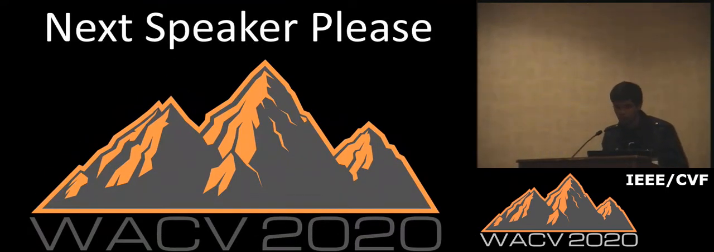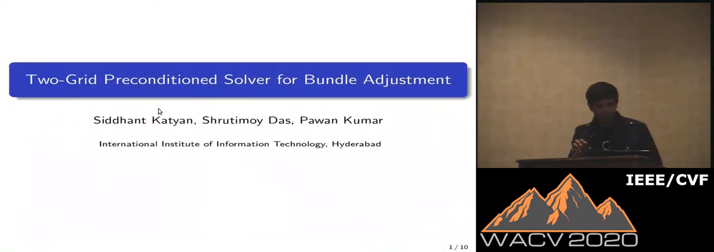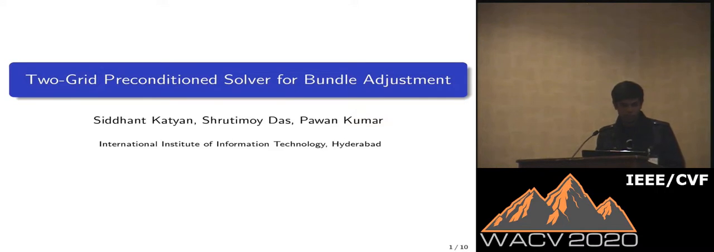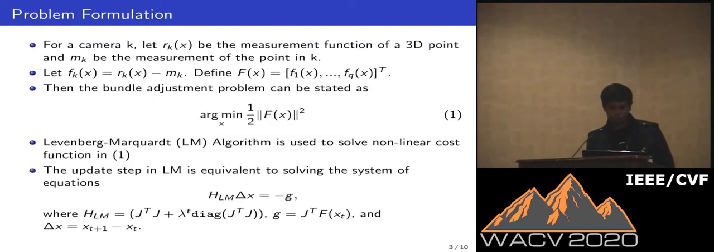Hello everyone, I'm Siddhant from IIIT Hyderabad, and I'm going to present my work on a two-grid preconditioned solver for bundle adjustment. So what's the motivation behind the work? Recent work in structure from motion has moved towards very large-scale 3D reconstruction at the scale of millions of images, like world-level SfM. The bottleneck in an SfM system is the bundle adjustment process, as it involves minimization of a highly non-convex cost function.